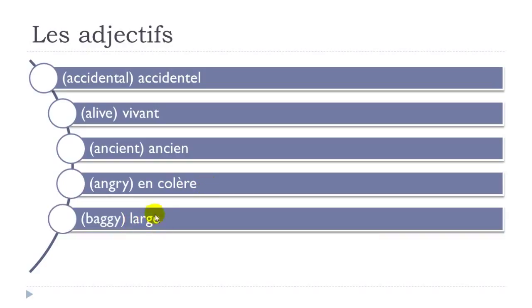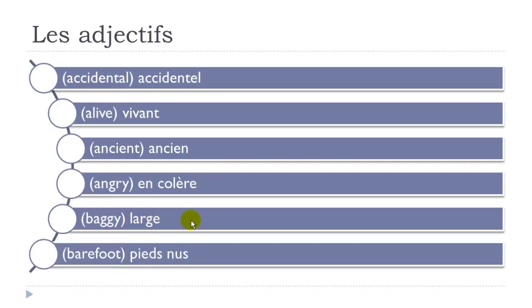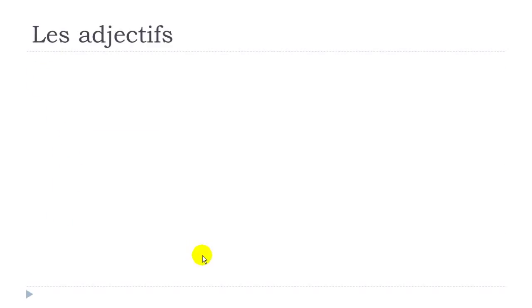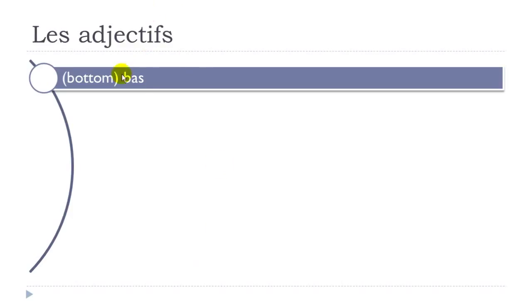Large. Don't insist on the final E. Large. Pieds nus. So final S here and then final S here is not pronounced. And then when you get this combination here, it's ye. Pieds. Okay, so you don't hear the D. Pieds nus. Bas. Final S not pronounced.